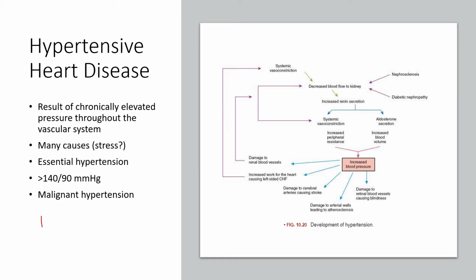So what should normal blood pressure be? Well, we should have a normal systolic pressure of about 120 and a normal diastolic pressure of about 80 millimeters of mercury. And hypertension could be pathologic. The etiology could be known or unknown. And hypertension is actually characterized by a systolic pressure that is greater than 140 and a diastolic pressure that is greater than 90. So what causes hypertension?